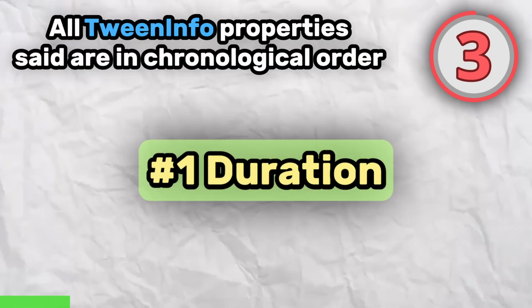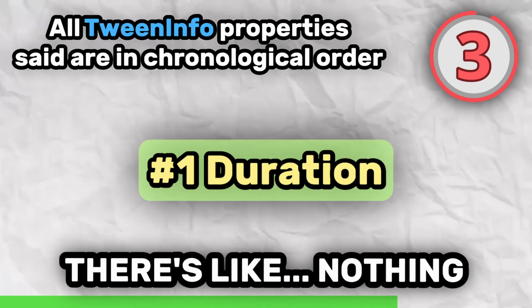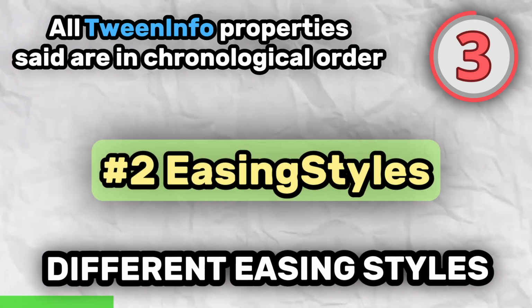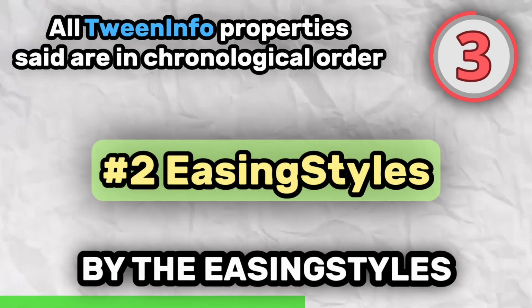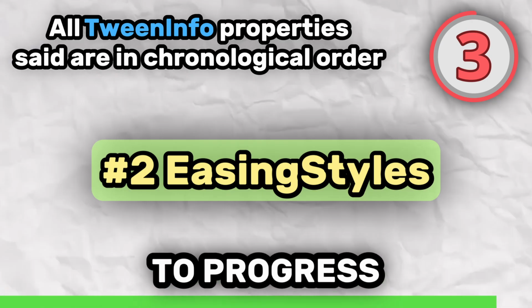So first off, you get duration. Basically, this is how long the tween in seconds will take. There's nothing much to add there. Second, we have easing style. Different easing styles create different speed curves. The duration of the tween won't be affected by the easing styles. They just tell the tween how it is supposed to progress.